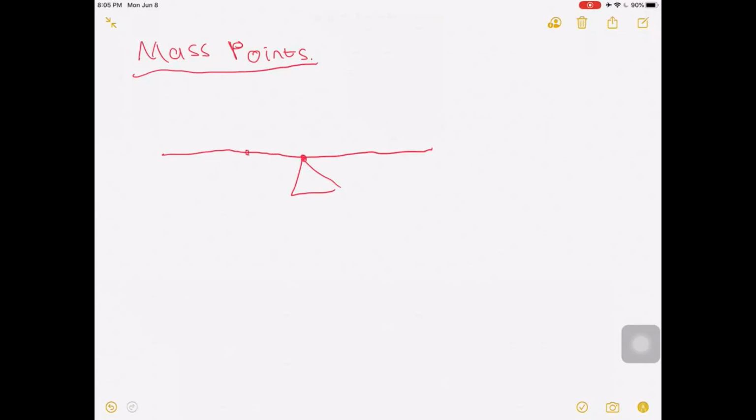So if we place a weight here, and we say its mass is equal to m, and its distance away is equal to d. Then our question is, if we have another mass of 3m, so basically it's 3 times as heavy as our initial mass, where should we put the mass in order for it to balance out the scale?